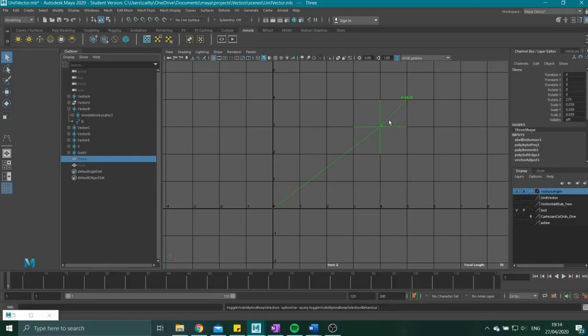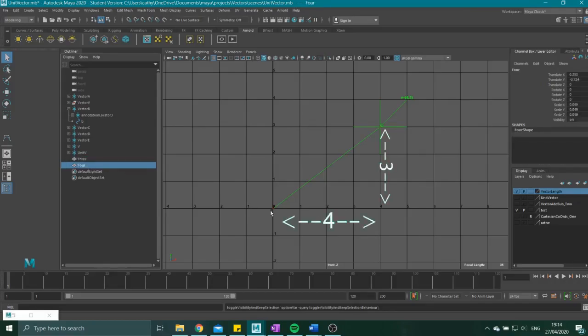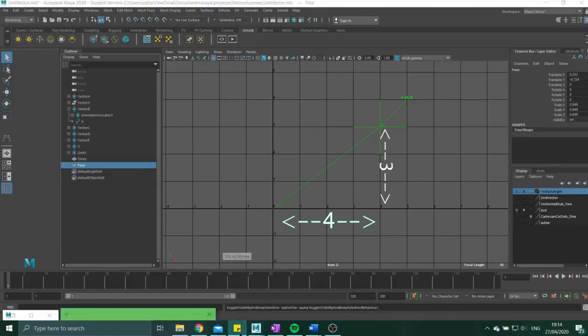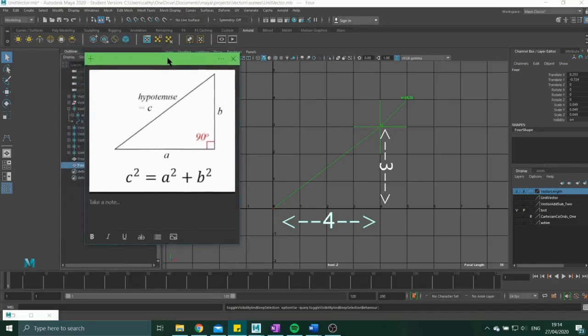So if we use these points, we can see we're again across 4 units and up 3, and we have a right angle triangle here. And now that we know that, we can use Pythagoras' theorem to help us get the length of the vector. Just for a wee reminder, we have our 90-degree angle here, and we have side A, which for us is 4, our B would be 3, and then C, which is the hypotenuse, is the length of our vector, and that's what we're looking for.